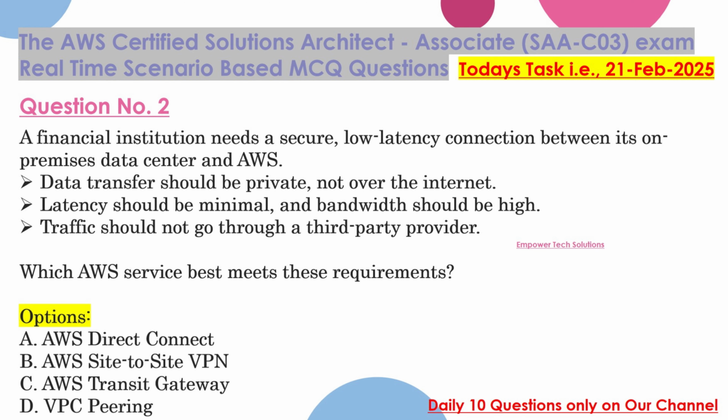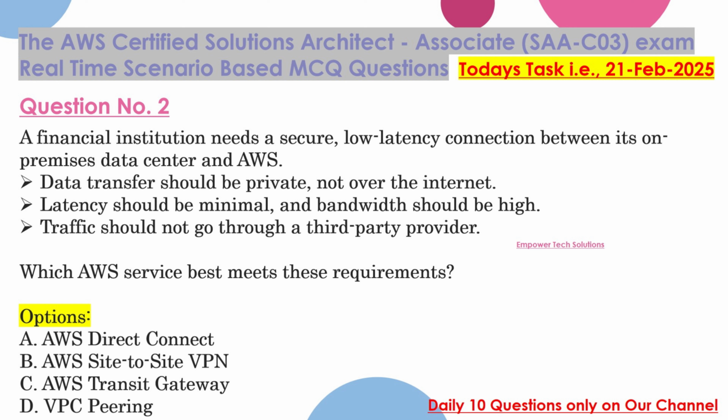Question 2. A financial institution needs a secure, low-latency connection between its on-premises data center and AWS. Data transfer should be private, not over the internet. Latency should be minimal, and bandwidth should be high. Traffic should not go through a third-party provider. Which AWS service best meets these requirements?